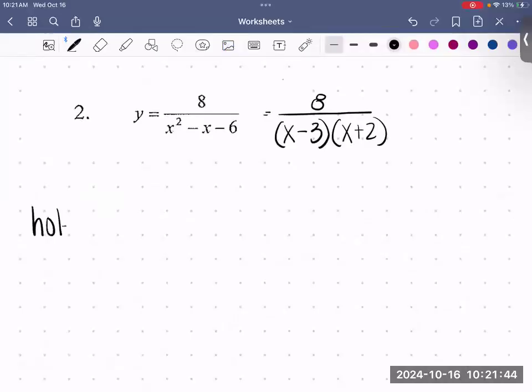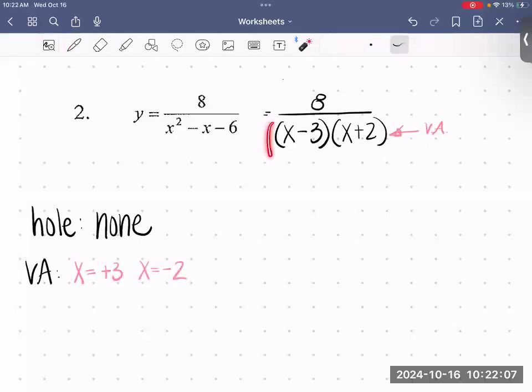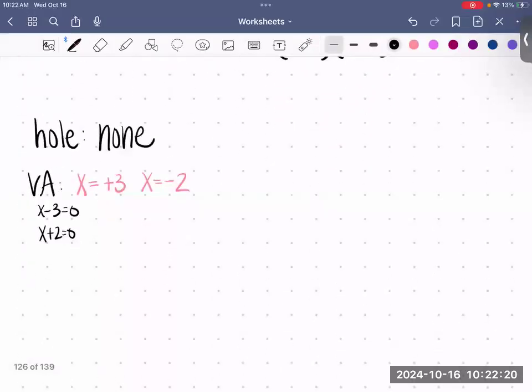So first thing we want to look for is a hole. Do we have any sort of hole? No, nothing ended up canceling, so we have no hole. The vertical asymptote, again, is coming from the down below. So the vertical asymptotes are at x is equal to +3 and x is equal to -2. Again, we find this by setting these equal to 0 and solving. So I can show that step right here: x minus 3 is equal to 0 and x plus 2 is equal to 0. So we do have two vertical asymptotes.